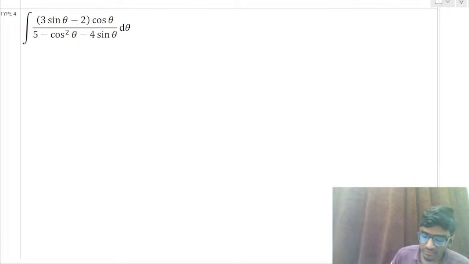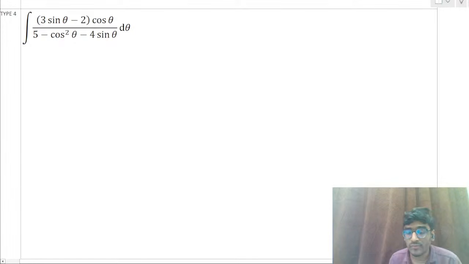So how we are going to solve this type of question? As you can see, there are many trigonometric terms: sine theta, cos theta, cos square theta. How are we going to simplify this type of question? So what we are going to do? Wait.